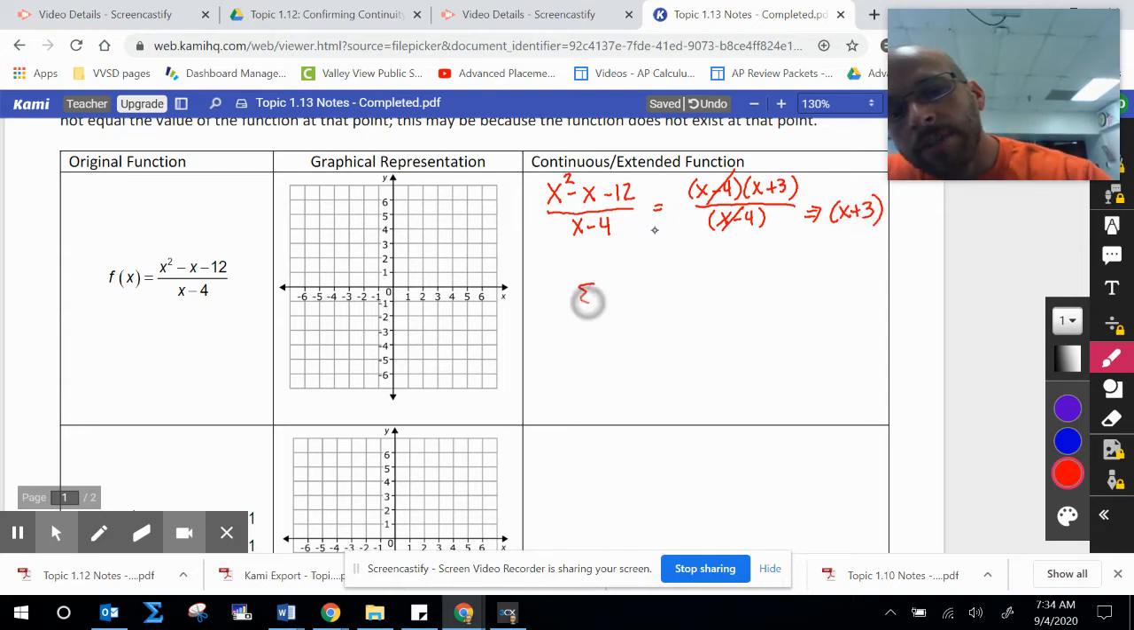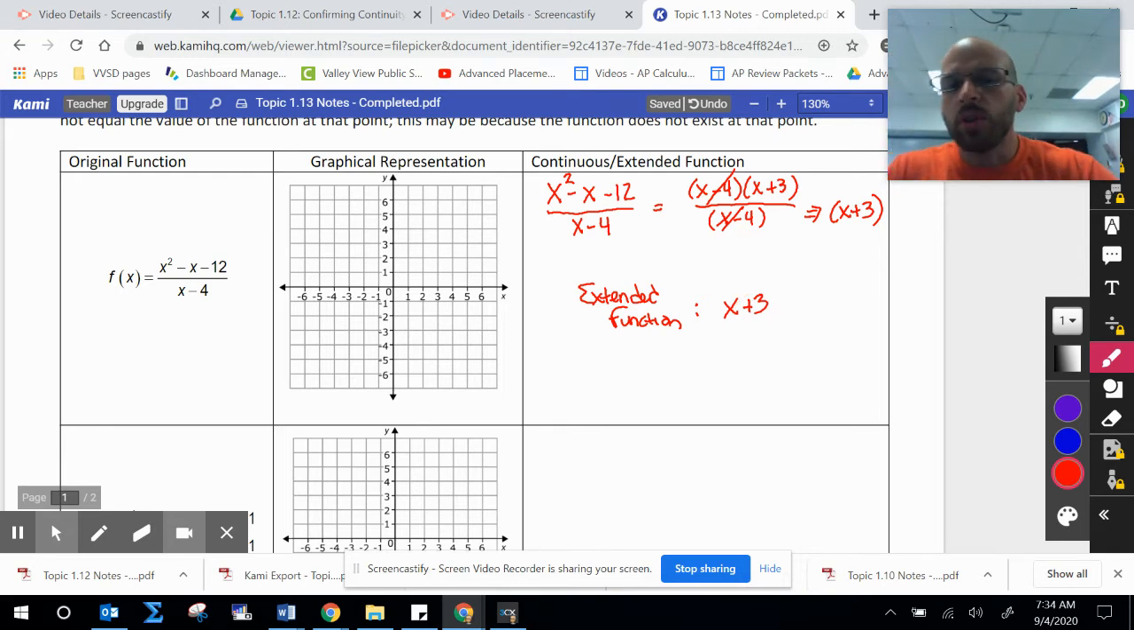Now the extended function, I don't want to call it f of x because f of x is already something else. You can make it g of x, you can make it a different name if you want, but my extended function here is going to be x plus 3. So if I graph this, I'm going to start at 3. It's linear. It has a slope of 1.